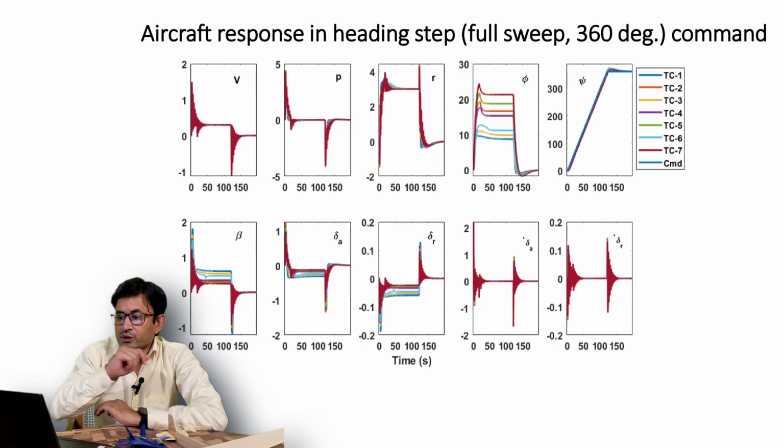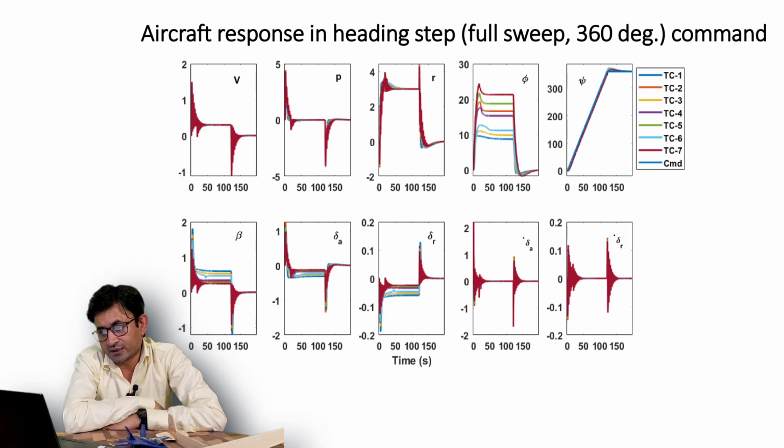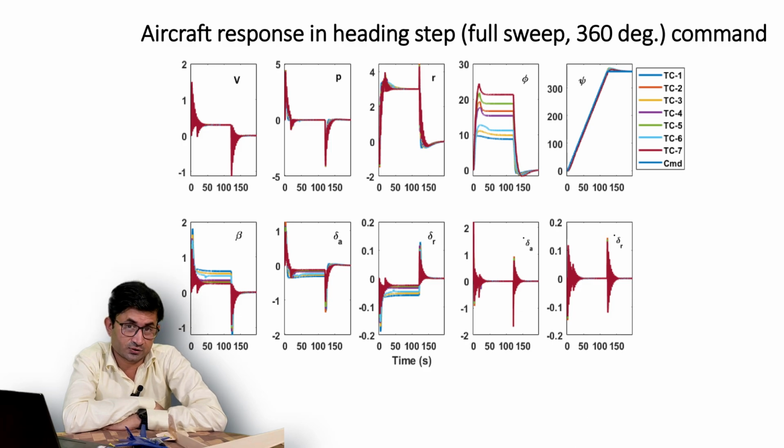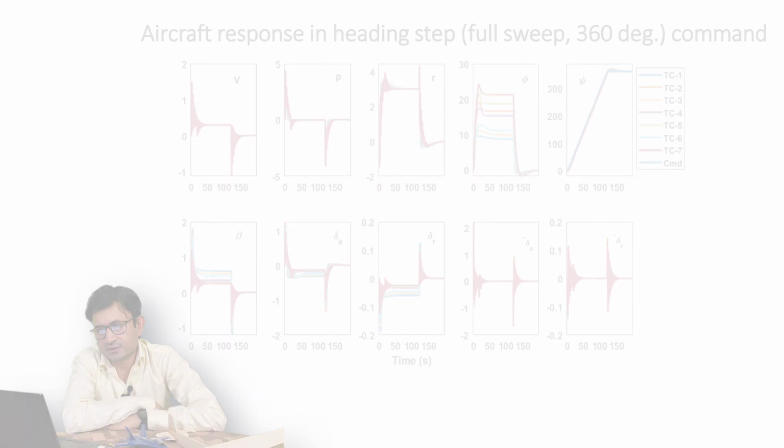In order to attain the bank, you need to deflect the aileron, which you can also see in the figure. When the aileron is deflected, beta is generated, and in order to counter that you have a rudder deflection also. You might have observed that I have plotted delta A dot and delta R dot. That shows how fast the aileron and the rudder are working. Roll rate and yaw rate you can also see.